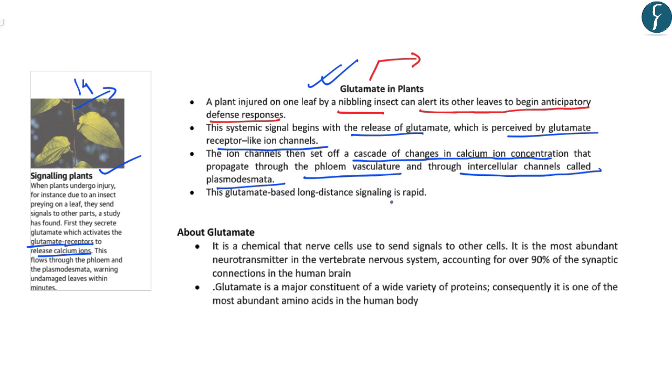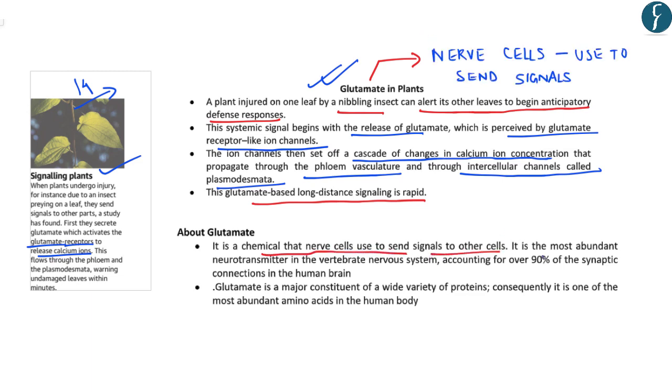So all these words become important, but the most significant is that parts of the plants can send defense responses with the release of glutamate, which is perceived by glutamate receptor-like ion channels. Now about glutamate, it says that it is a chemical that nerve cells use to send signals to other cells. It is the most abundant neurotransmitter in the vertebrate nervous system, accounting for over 90% of the synaptic connections in the human brain. So we see that glutamate is also present in the human brain.